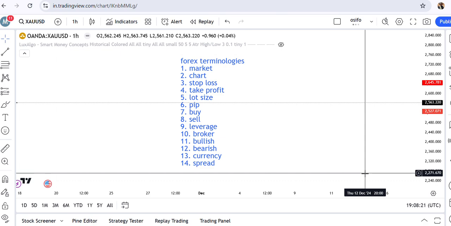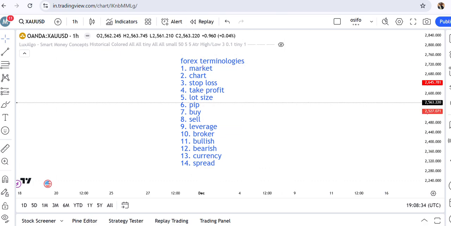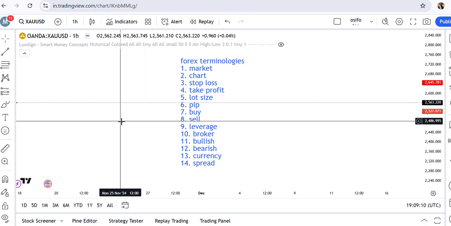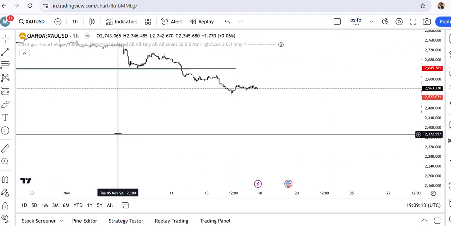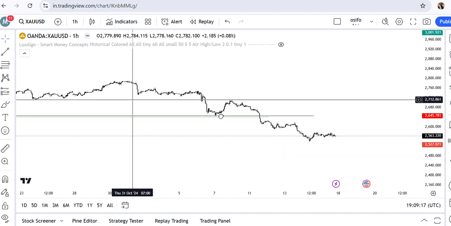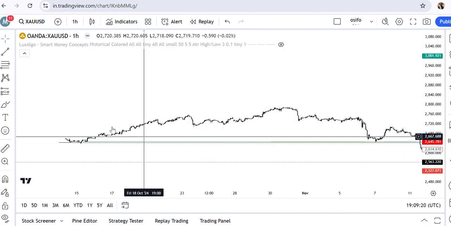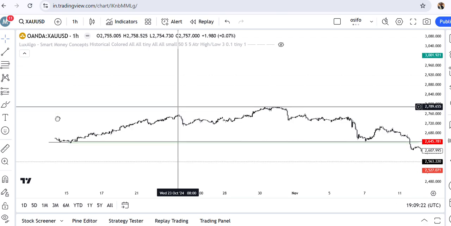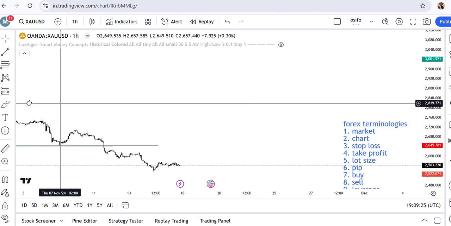Then number two here is called chart. When someone says, "Oh guy, I want to go and check my chart," the chart and the market go hand in hand. The chart can be the market as well. Let me give you a sneak peek of the chart. This is the chart. This graphical representation you are seeing here that looks confusing, with all this up and down movement, is what we call the chart.